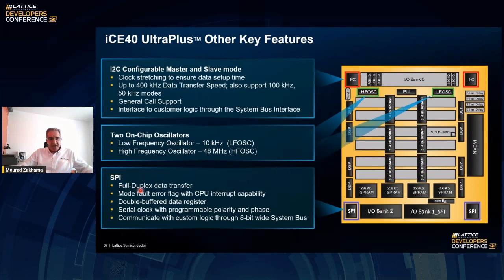So you could use these clocks to operate that logic. The SPI interface is a full duplex data transfer. It has a mode fault error flag and CPU interrupt capability, a double buffered data register, and a serial clock with programmable polarity and phase. It can also communicate through an 8-bit wide system bus to the rest of the logic. You can refer to the datasheet for much more detail on each of these components. There are technical notes for each of them to allow you to configure and use them to your needs.